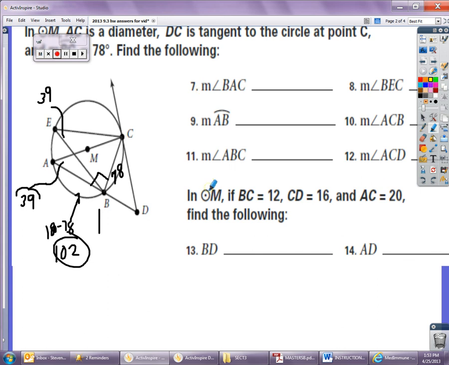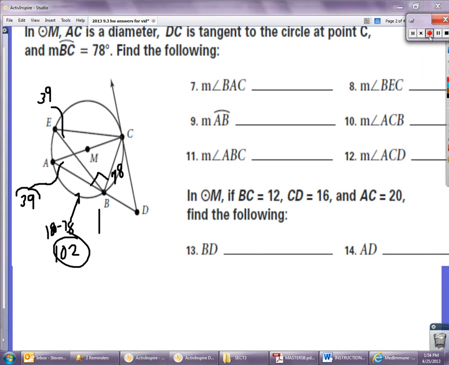This next problem, the first thing that you were given was that this is a diameter. So M is the center of the circle, so this becomes a diameter. It's important to notice, because the first thing it told me is that BC is 78. Well, if you notice that there's only one extra part, that should be half of the circle. So I did 180 minus 78 and got that this part right here is 102.